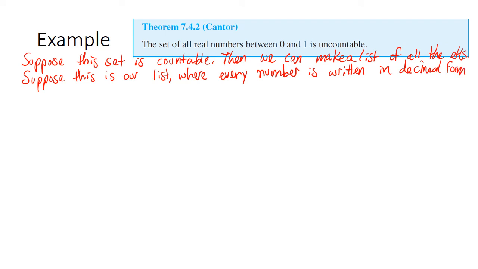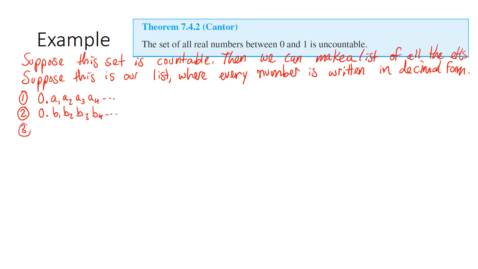Okay, so since they're all between 0 and 1, they're all going to start with 0 point something, something, something, something, something. Suppose the first element is 0.A1, A2, A3, A4, and so on, like that. And suppose the second element is 0.B1, B2, B3, B4, and so on.